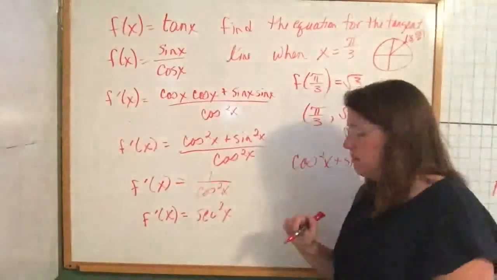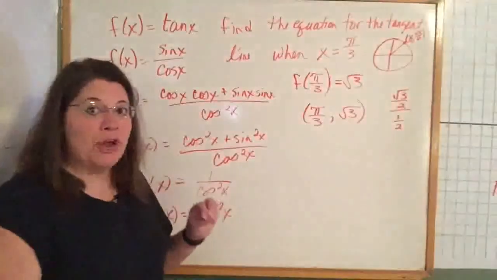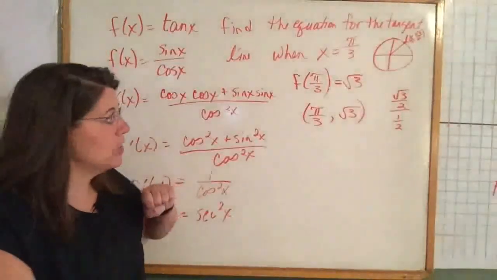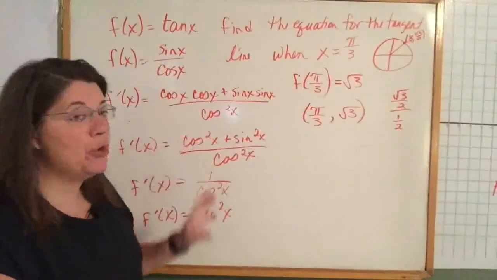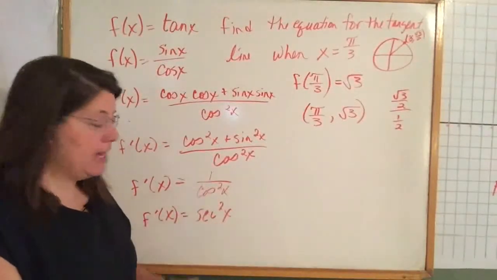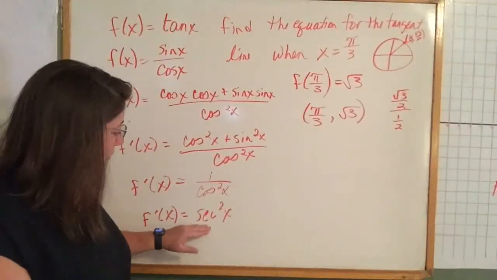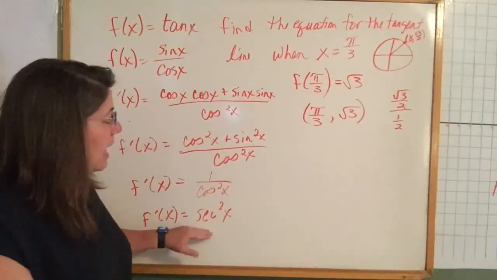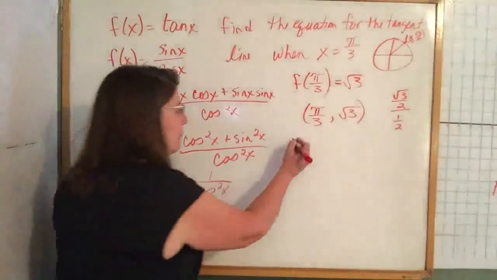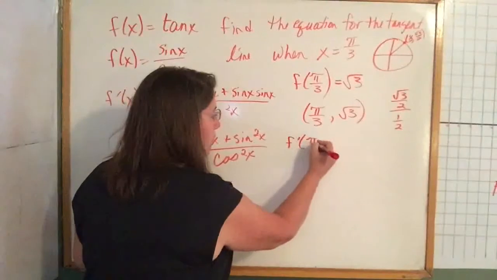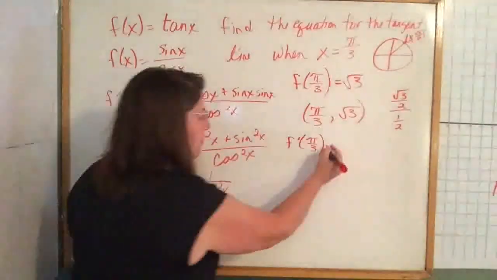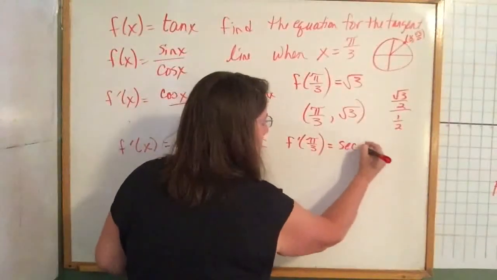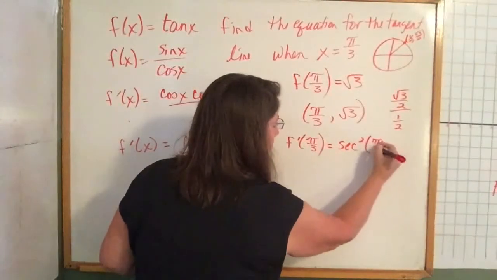Now, to go a little bit further, remember the directions were to find the equation of the tangent line. Well, we found the ordered pair. Now we need to find the slope of the tangent line. To do that, we're going to take f prime of x equals secant squared x, and we're going to find f prime of pi over 3. Well, if f prime is secant squared x, then we're going to find secant squared of pi over 3.